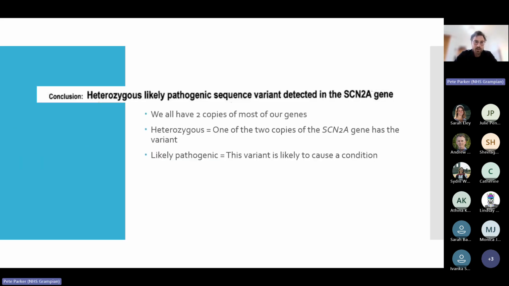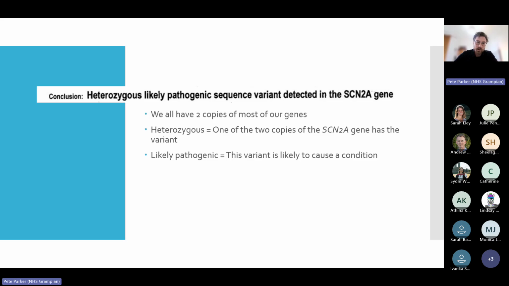And this is the conclusion of that genetic report, stating that there's a heterozygous likely pathogenic sequence variant detected in the SCN2A gene. Now, what does this mean? Heterozygous refers to the fact that we have 2 copies of most of our genes, and when there's a heterozygous gene variant, it means that in one of the 2 copies of that gene, there's a change in it that means it isn't working normally.